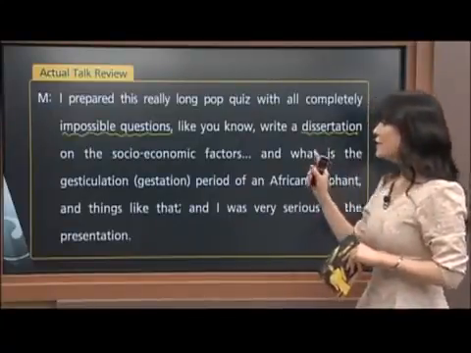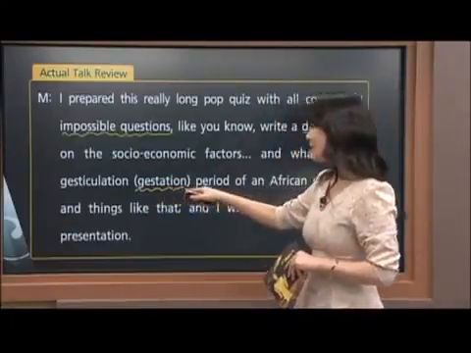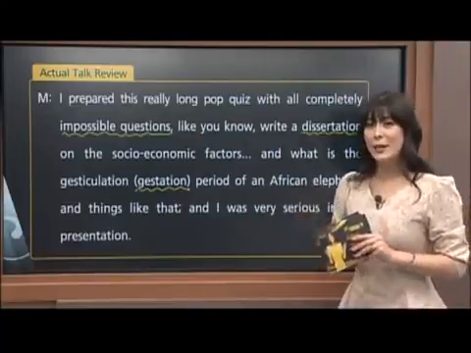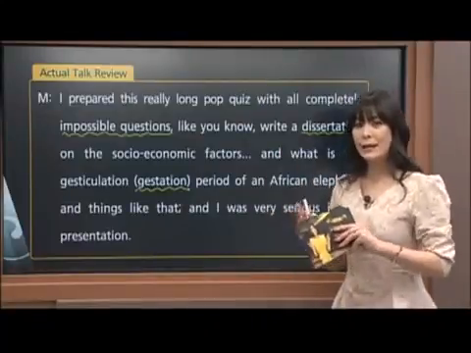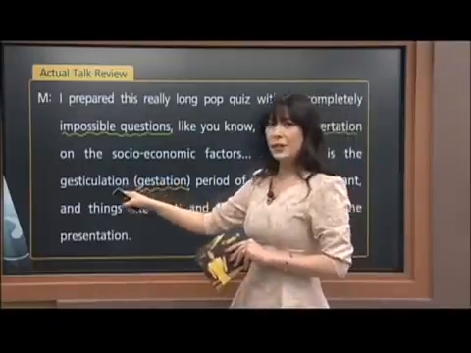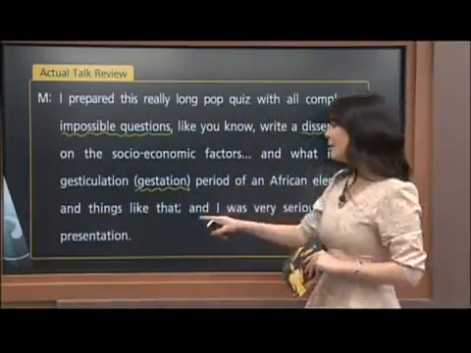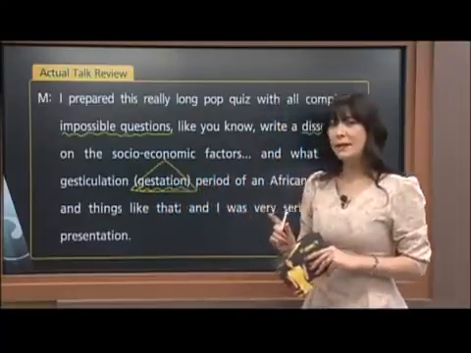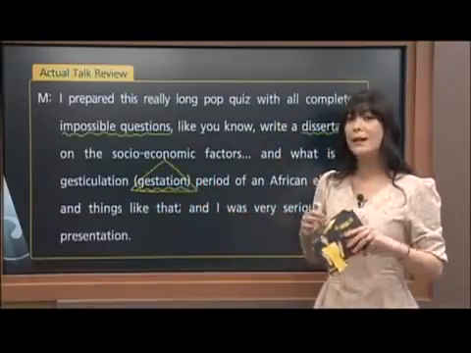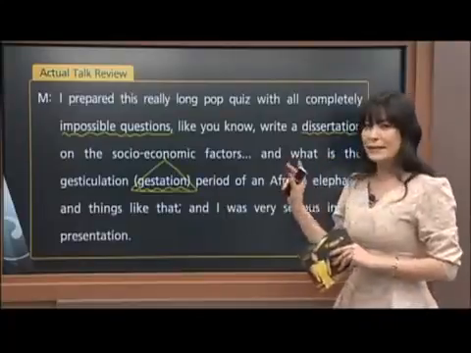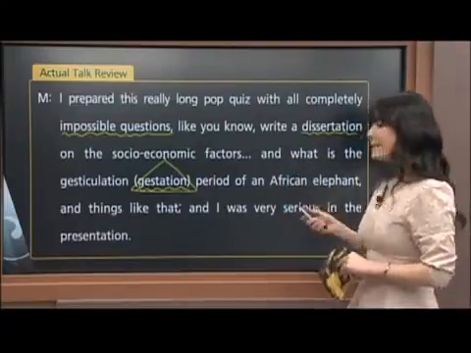So he says, what is the gesticulation, or rather, I think he was trying to say gestation, period of an African elephant and things like that. He's talking about what kinds of questions he included in the pop quiz. For your information, gesticulation is basically related to gestures, okay, movements of the body. But as he said, of an African elephant, I think he was talking about gestation. Now, gestation, simply put in Korean, is 임신. Okay, it's when you have an embryo or a fetus in an animal. It's about to give birth. So he's asking a very difficult question. That was his joke, okay? And I was very serious in the presentation.